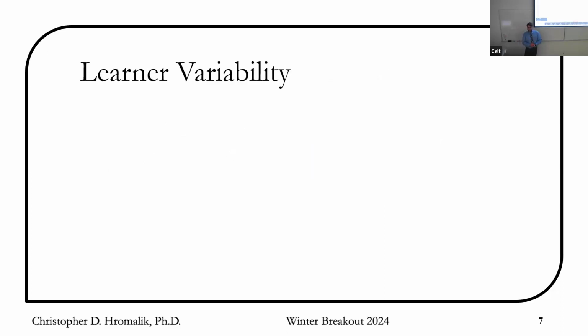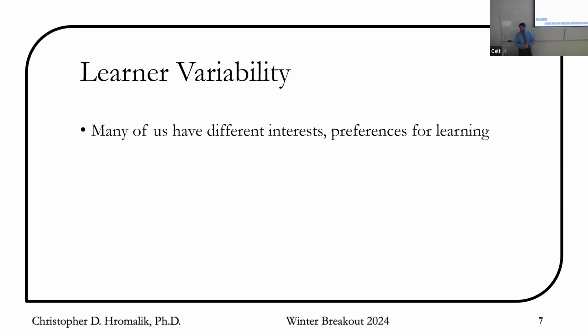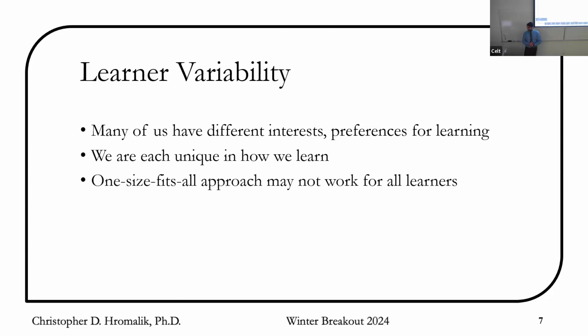Another reason for the universal design framework is learning variability. Each of us has different interests and different practices for learning. If I were to ask each person in this room, and each person online today on Zoom, what is something you learned over the last year, my guess is that each of us would name something different. We might find some things interesting, while other things are not as interesting. So we are different in how we learn, and a one-size-fits-all approach may not work for all learners in our classrooms.